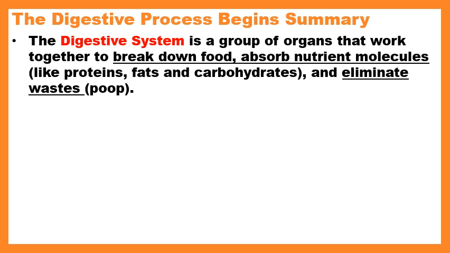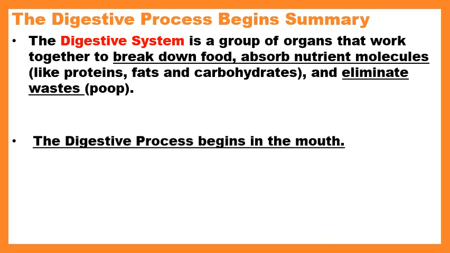So again, the digestive system is an organ system. It's a group of organs working together to break down food, take the good things out of food into your body, and eliminate waste. Remember, poop is involved in the digestive system. Pee and carbon dioxide are involved in the excretory system, which we learned about yesterday.